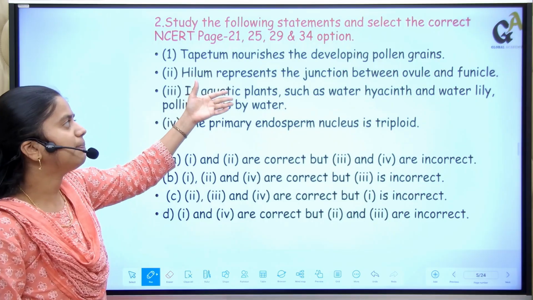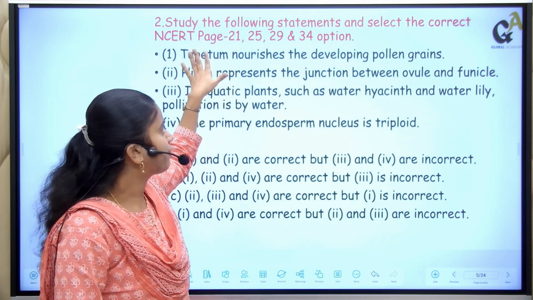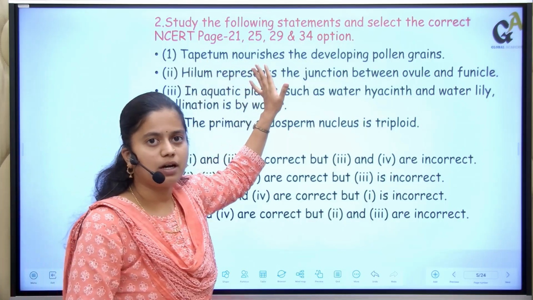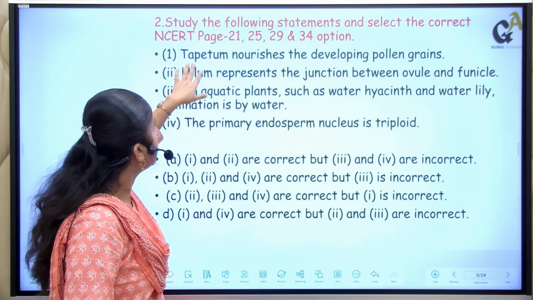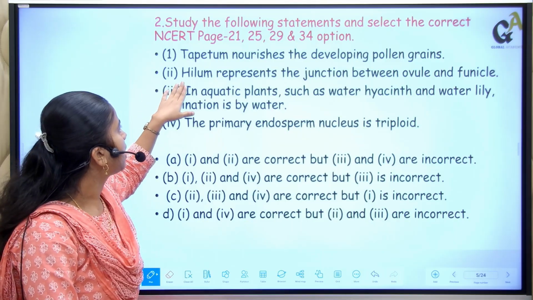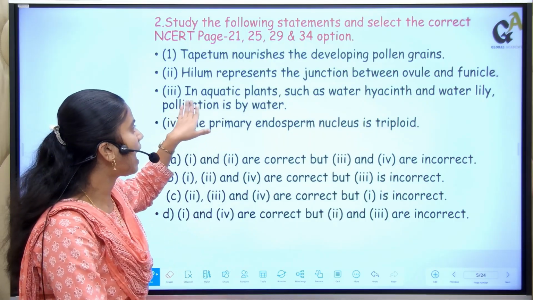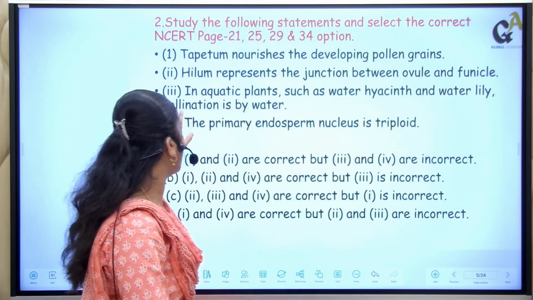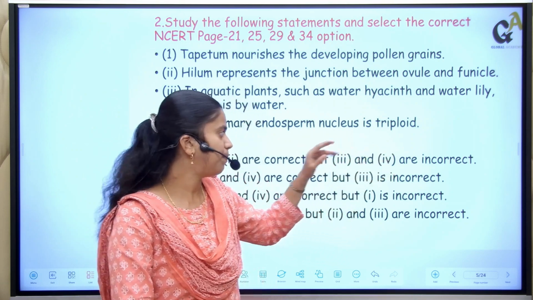Study the following statements and select the correct answers. This is on NCERT pages 21, 25, 29 and 34. This was in your particular NCERT book. Let us read the options first. First, tapetum nourishes the developing pollen grains. Second, hilum represents the junction between ovule and funicle. Third, in aquatic plants such as water hyacinth and water lily, pollination is by water. Fourth, the primary endosperm nucleus is triploid.